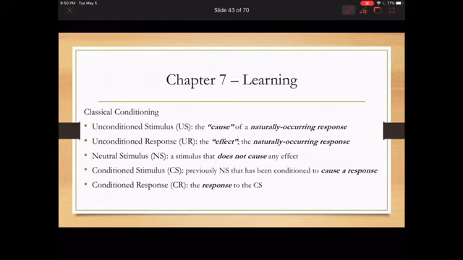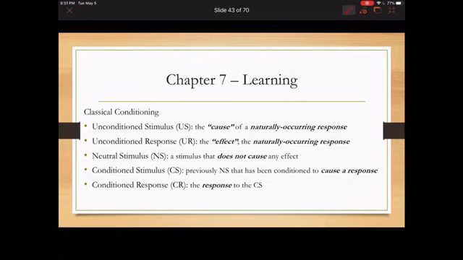So a neutral stimulus doesn't cause any effect. So if I ring a bell, that shouldn't make you sweat. If I ring a bell, that shouldn't make you blush, right? It's a neutral stimulus. But your neutral stimulus becomes a conditioned stimulus if you repeatedly pair it with the unconditioned stimulus. So if repeatedly I ring a bell every single time something embarrassing happens to you, for example, now every time you hear that bell ring, you're going to start to blush, right? Because you're associating that bell with embarrassment, an embarrassing situation.